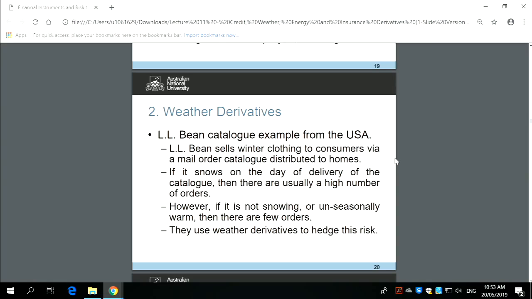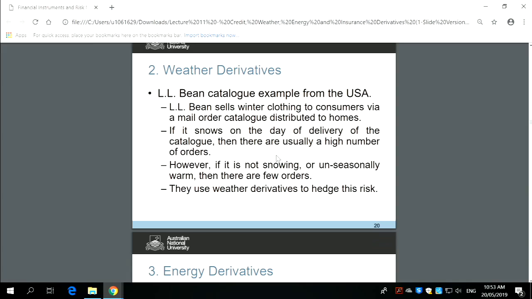All right. Now, if the catalog indeed arrives on a warm day, then LL Bean would get a payoff. So once they get that money, the company would reprint those catalogs, and they would repost those catalogs to the household again. And hopefully that arrives on a much colder day, and people start to buy winter clothes. So that's how other industries can benefit from the weather derivative. This is a pretty old school example, I have to say.